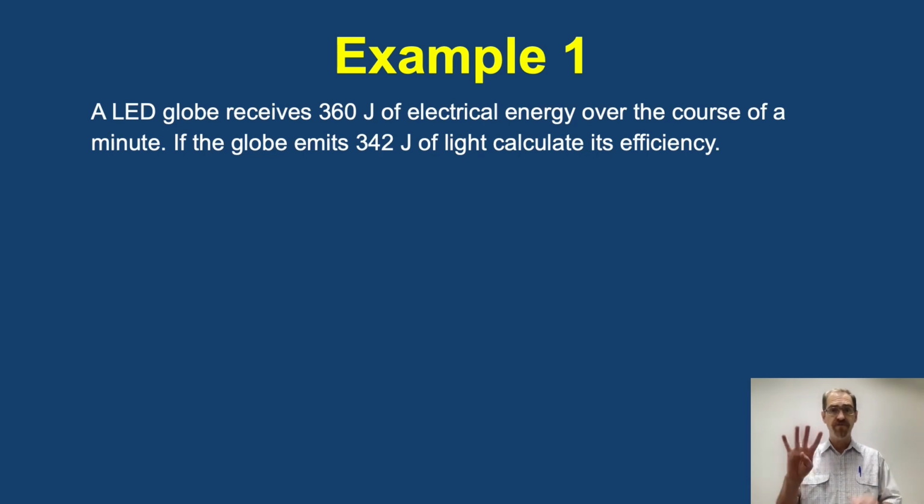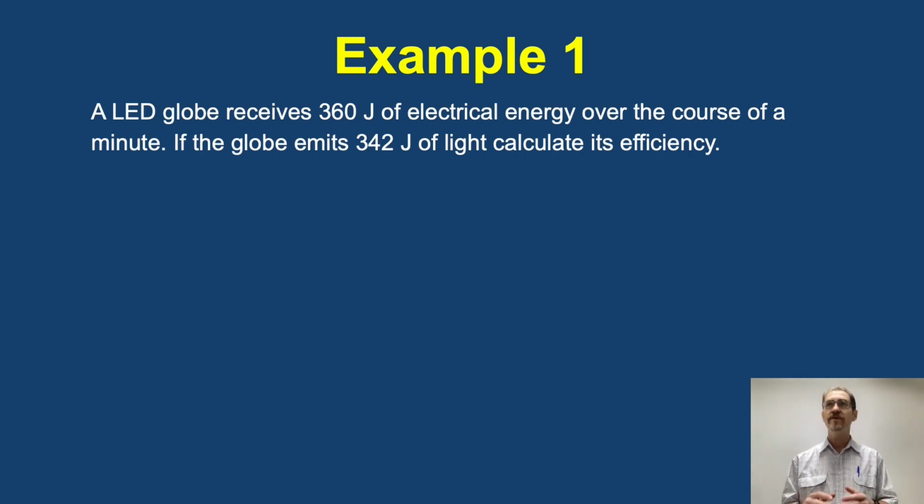Here's the first of our 4 examples for this video. An LED globe receives 360 joules of electrical energy over the course of a minute. If the globe emits 342 joules of light, calculate its efficiency.